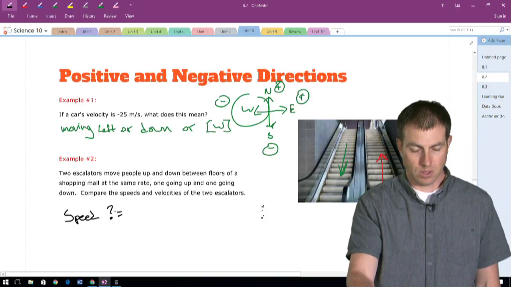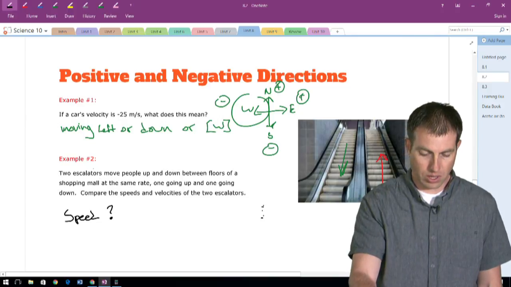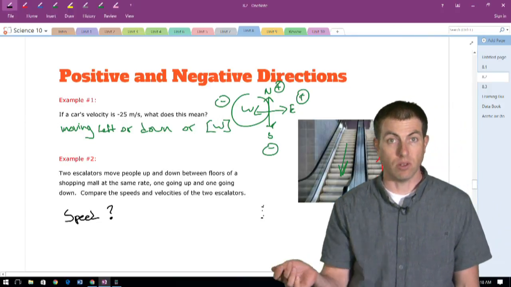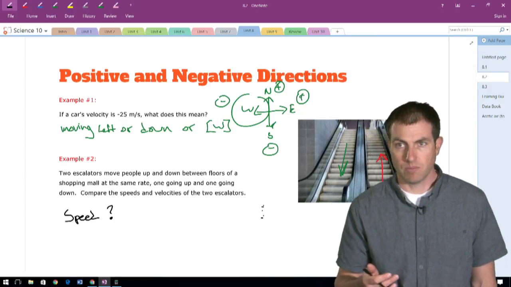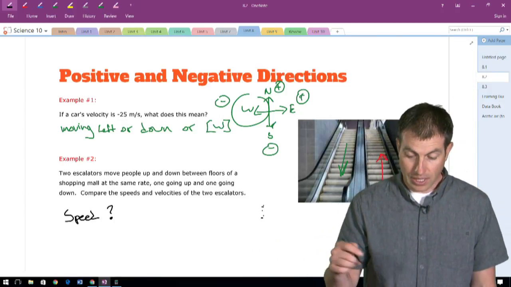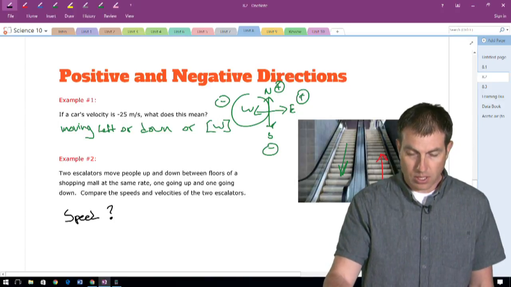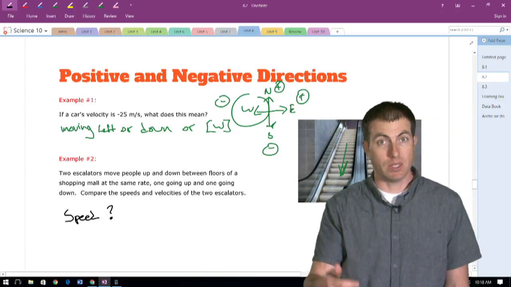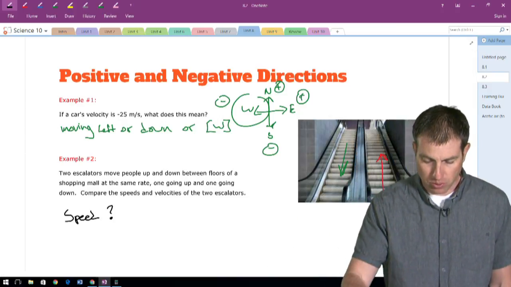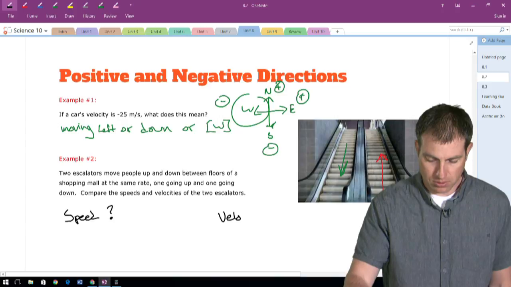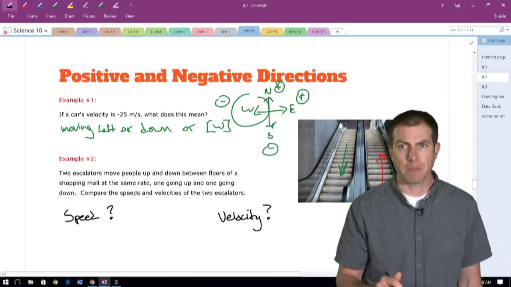Could we say anything about the speeds of the 2 escalators? Do we know anything about them? Just in general, we don't have to associate any numbers with it or anything like that. So we have one going up and one going down. Would the speeds be the same? Would they be different? What do we think? And then the second part of the question is asking about the velocity. Do we know anything about the velocity of these 2 things?